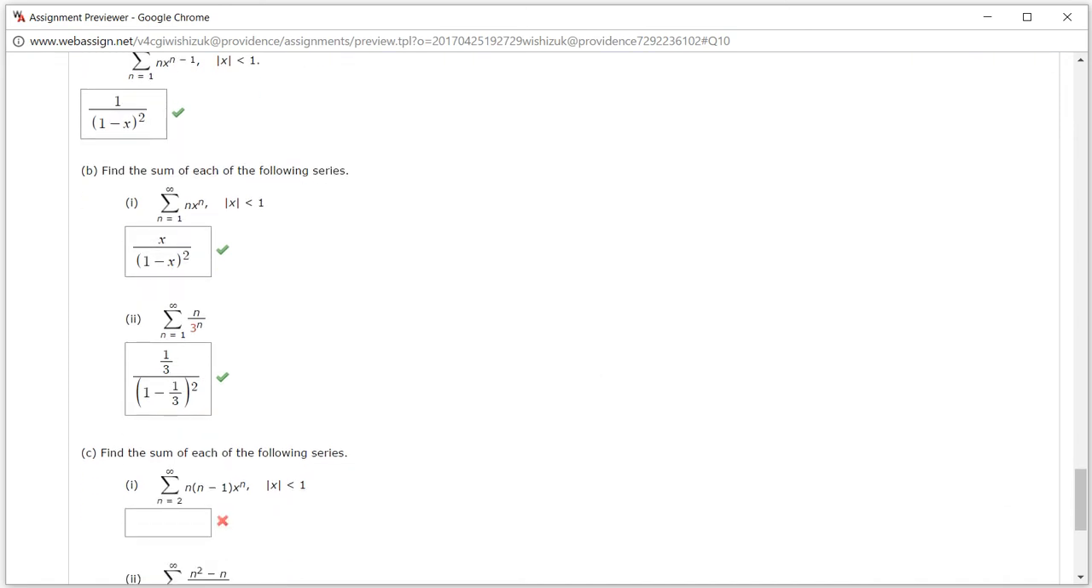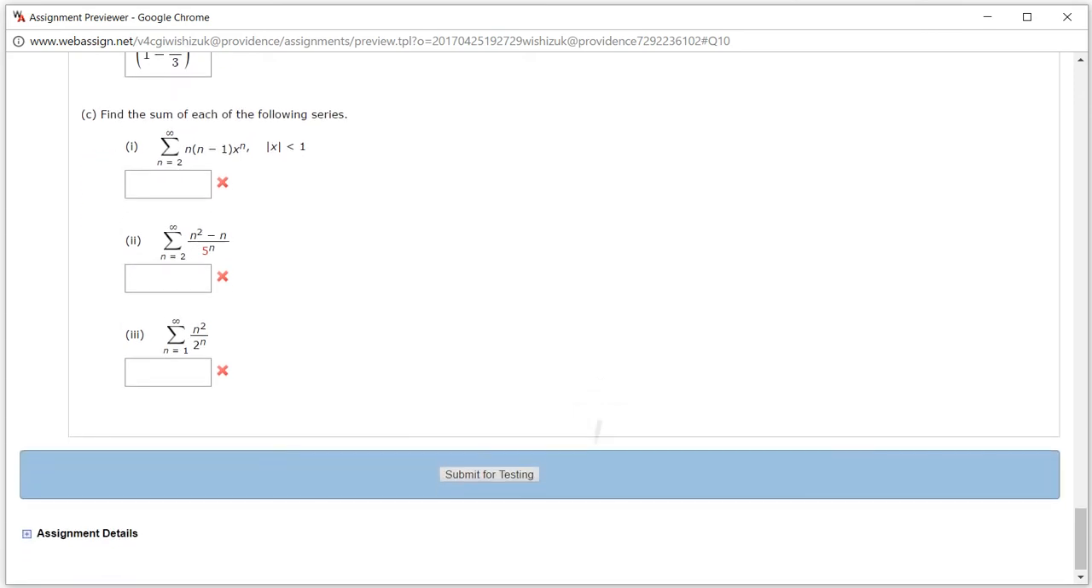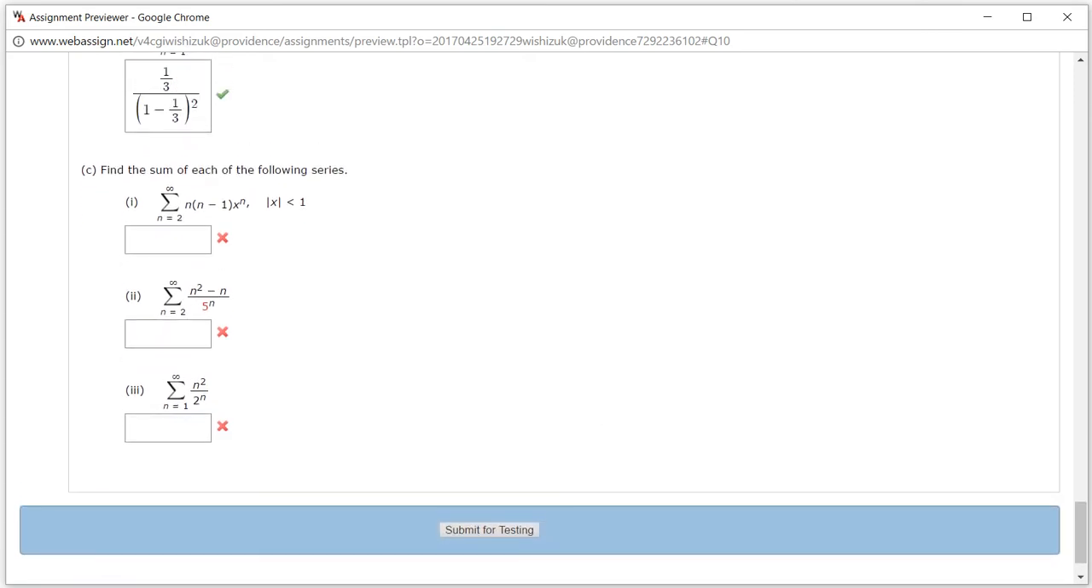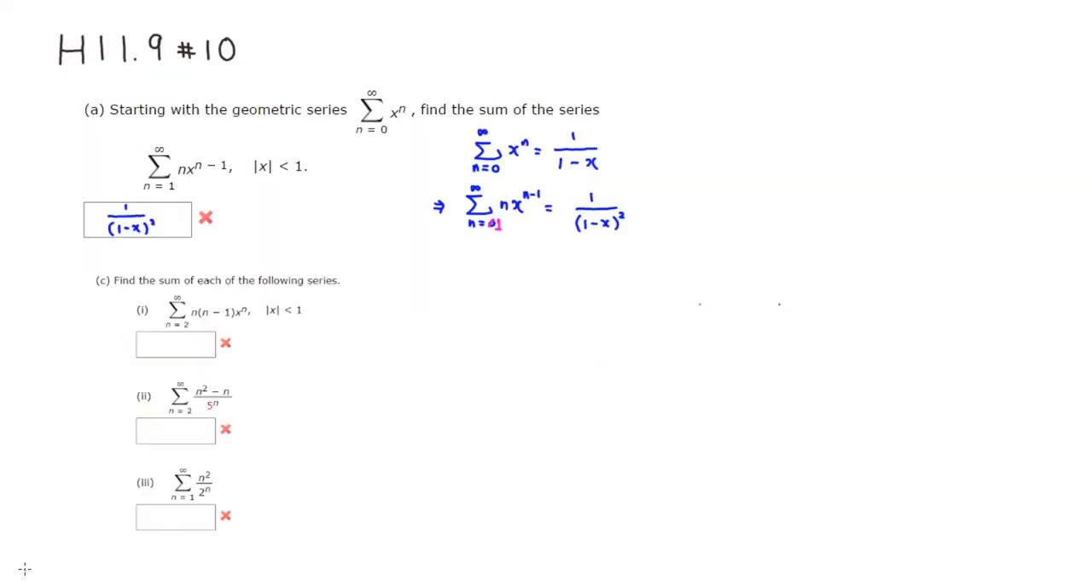So it's going to move down here. For part C, it looks like we just need to take another derivative maybe. So let's do that. If you take another derivative of this, we took the derivative there, and we do it again.